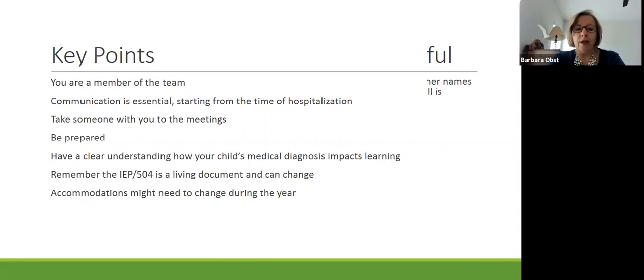Remember, the IEP and the 504 is a living document and it can be changed anytime a meeting is called, if they feel they need to make a change. Accommodations might need to be changed 6 weeks into it. They could be changed during the year. So it never should be one accommodation or two accommodations, and that's it. As your child grows and makes gains, and as the work gets harder grade-wise, there might be other accommodations needed.